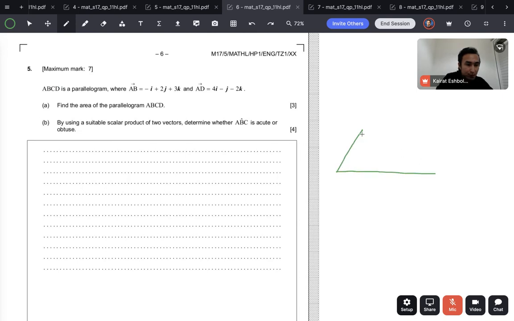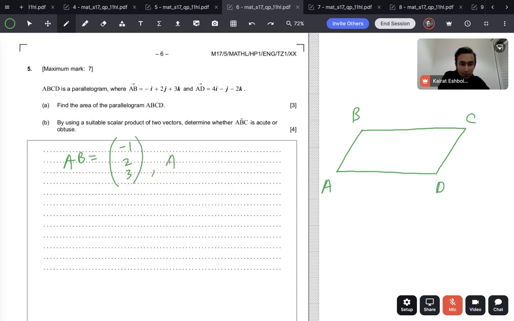So let's say the parallelogram looks like this: A, B, and then C and D. So we know that AB is equal to, what is that? -1, 2, and 3, right? -1, 2, and 3. What was AD? AD is 4, minus 1, minus 2. 4, minus 1 and minus 2.